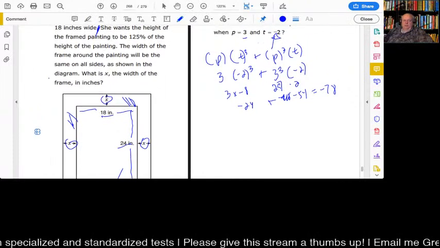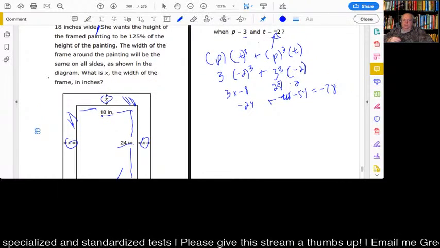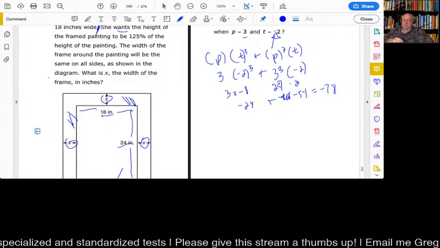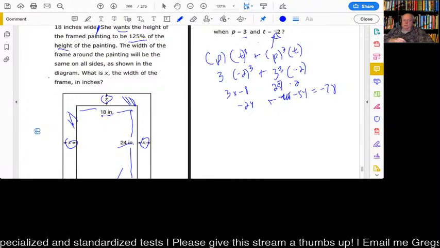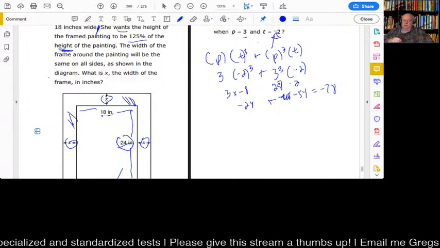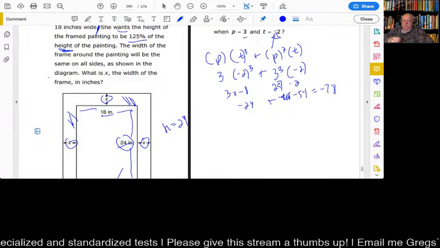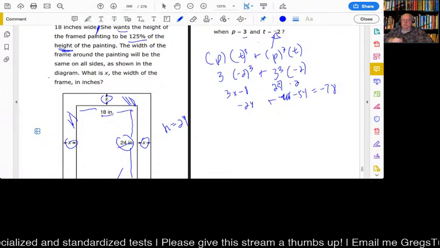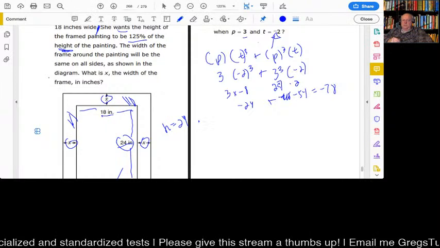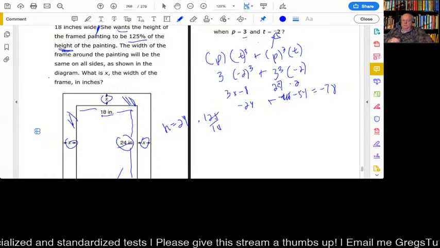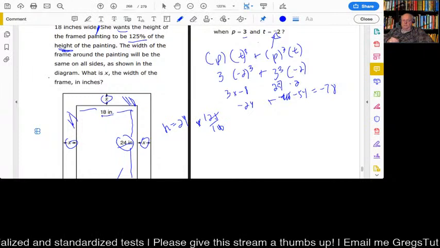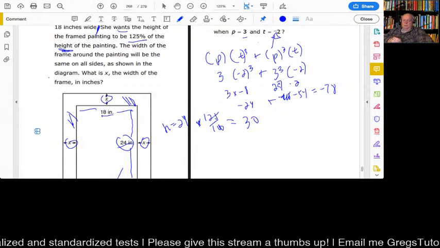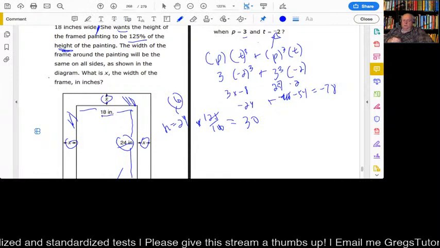Okay. She wants the height of the painting to be 125%. So she wants 125% of the height. Okay, this is the height right here. Height equals 24. Okay, so she wants the height to be 125%. So what's 125% of that? What's 125% of 24? Isn't it plus 6? Isn't it 30? Right? 25% of 24 is 6. So I'm going to add 6 onto that.